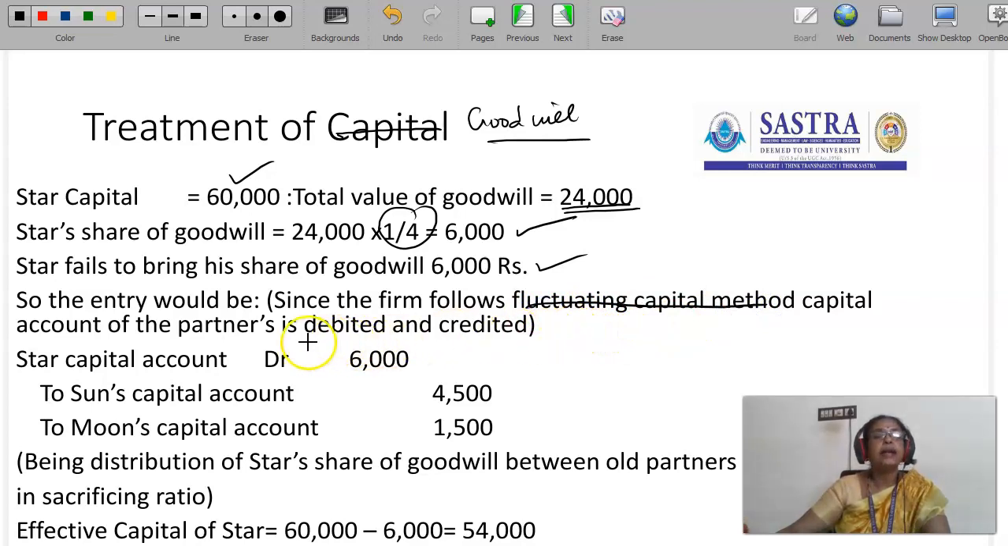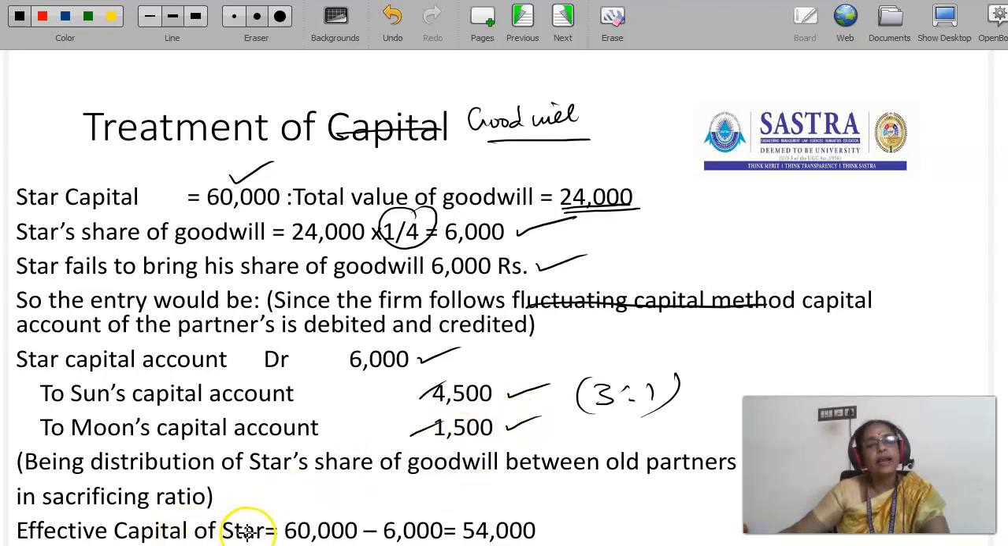The partners' capital accounts should be debited and credited respectively. So the new partner's capital account is debited to the old partners' capital accounts in the sacrificing ratio. New partner's goodwill is 6,000. The old partners' sacrificing ratio is 3:1. If the 6,000 is distributed among the old partners according to the ratio of 3:1, Sun's capital account should be credited with 4,500 and Moon's capital account should be credited with 1,500.